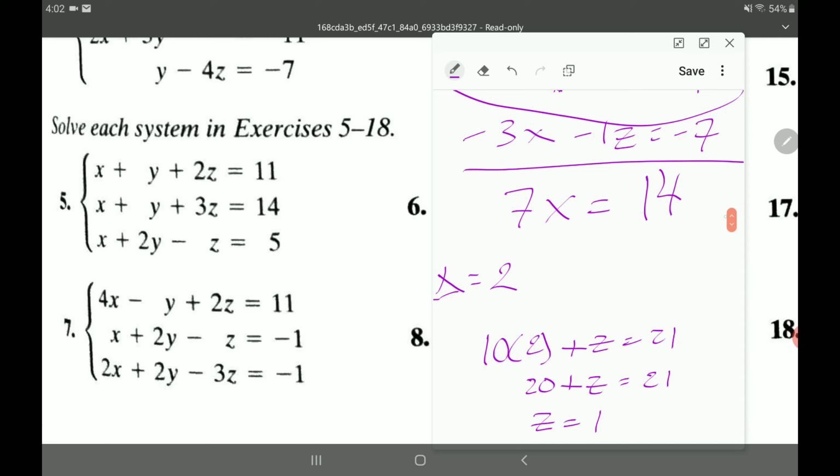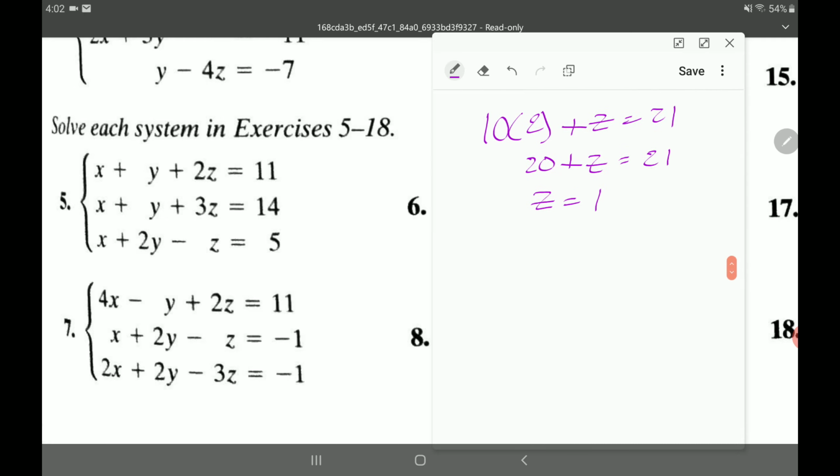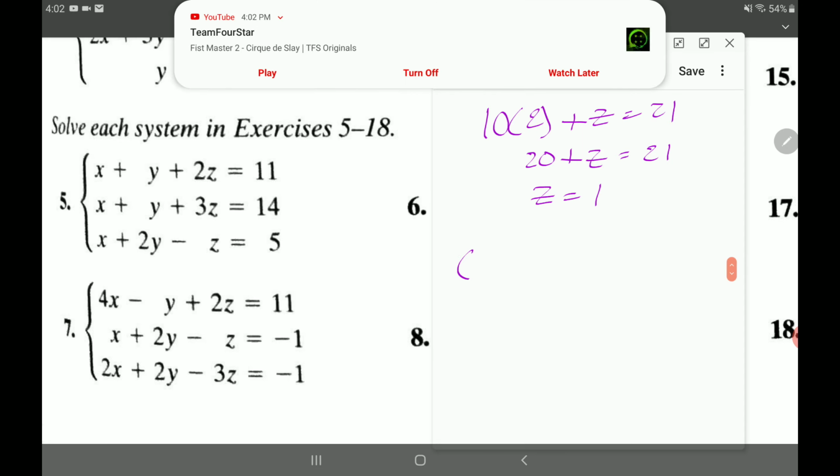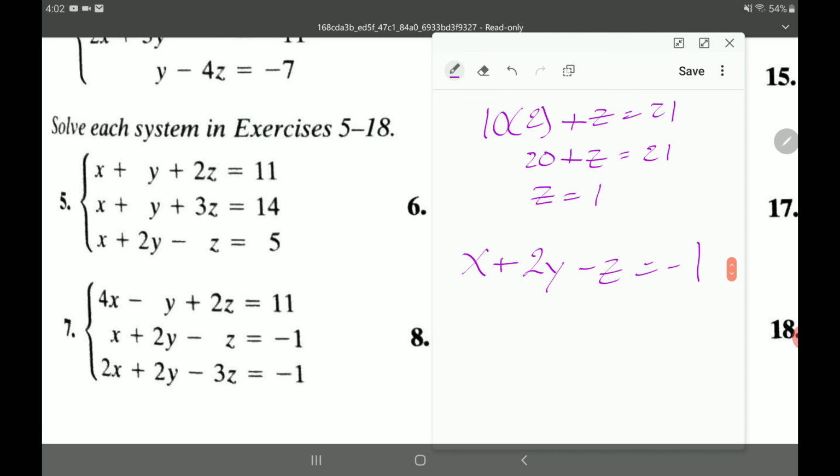All right. So if x is 2, z is 1, I'm going to pick one of my equations right here. In fact, I'll probably just say this middle equation. I'll delete this so we can start over. So we have x plus 2y minus z is equal to negative 1. And we know x is 2. So 2 plus 2y minus 1z, minus 1, is equal to negative 1.